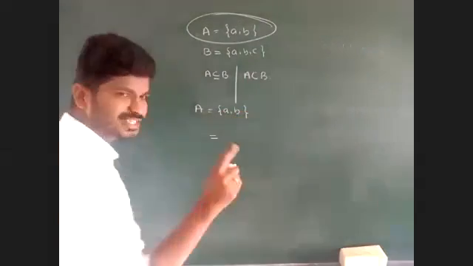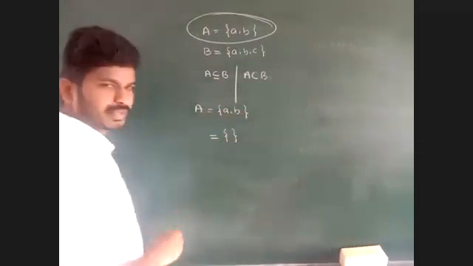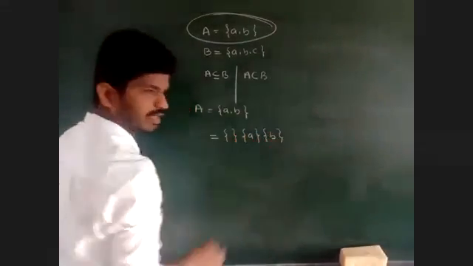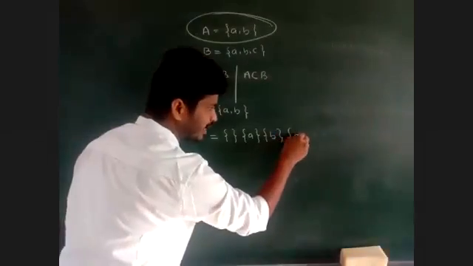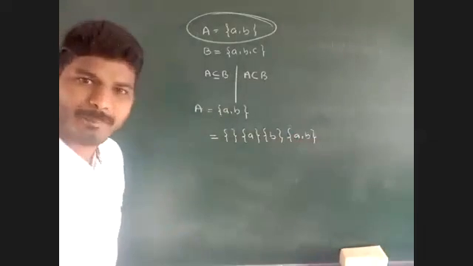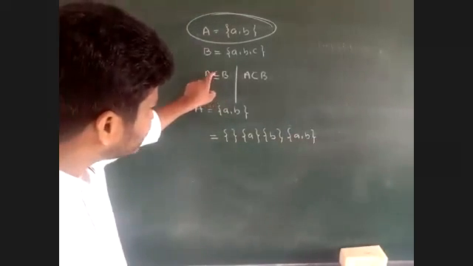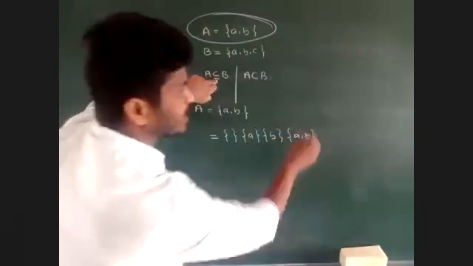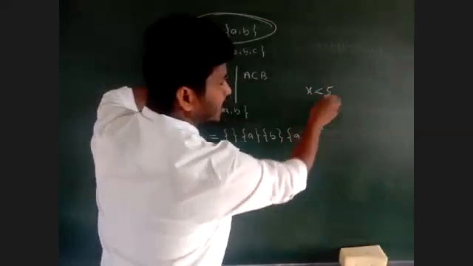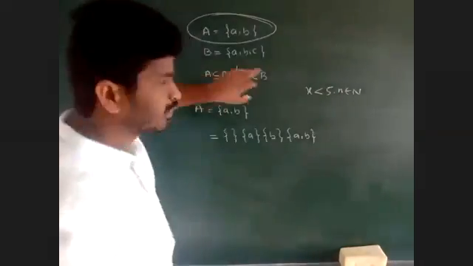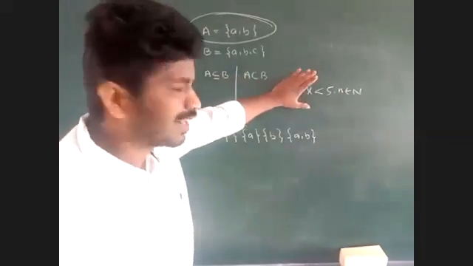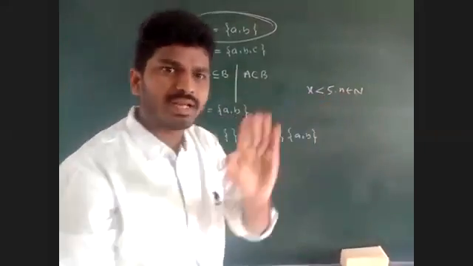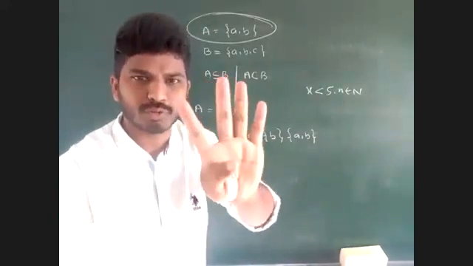Then tell me how many subsets are there? Empty set, set A, set B, and set {A, B}. The last one is {A, B}. Here subset of or equal to means the set can equal B, that's why equal to. For example, x less than 5, x belongs to natural numbers: less than 5 means 1, 2, 3, 4. We should take only up to 4.